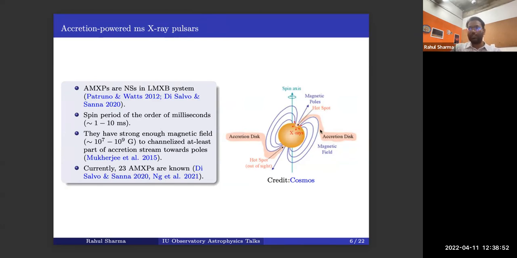The magnetic field is strong enough that it can truncate the accretion disk, that is, the material coming from the companion forming the accretion disk. So this magnetic field can truncate the inner accretion disk, at least a part of the stream of the material, and pull that material to the magnetic pole of the neutron star, and it will create a hotspot. Accretion comes from this region, and since the neutron star is spinning, when we are in the line of sight, we can see the X-ray pulsation. Currently only a few sources of this kind are known. Only 23 are known up to now, among hundreds of neutron star LMXB systems.